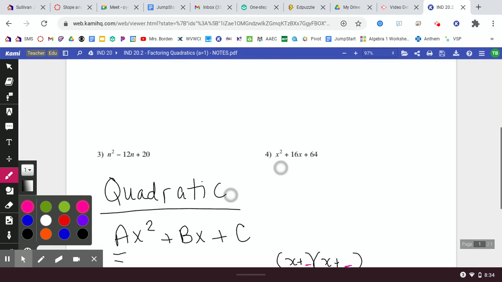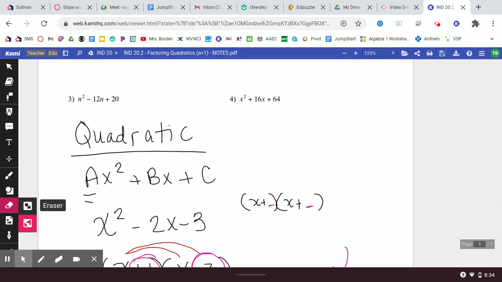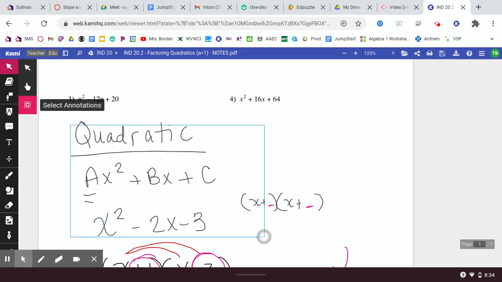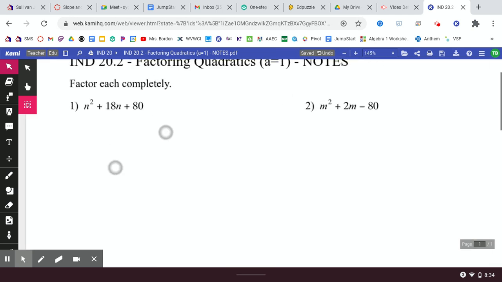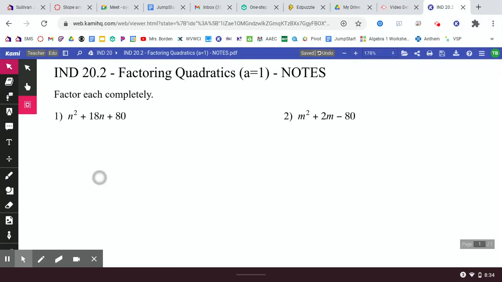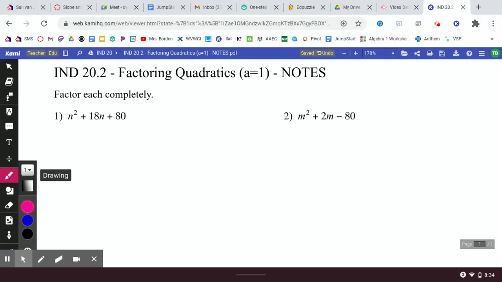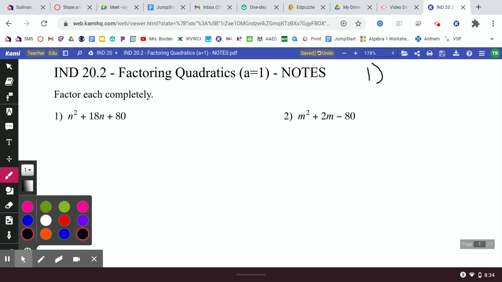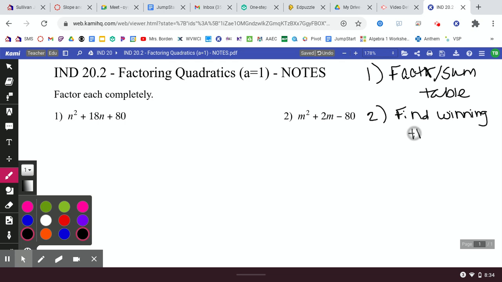So what do I mean by that? Let's look at some examples. I'm going to erase this really quickly so that I've got room to write. All right, so let's go back up to our first example, and I'll show you the steps to solve this. Okay, it's very simple. Step one is you are going to make a factor sum table, and I'll show you what I mean by that in just a minute. So step one is a factor sum table. Step two is to find your winning factors or your winning numbers.